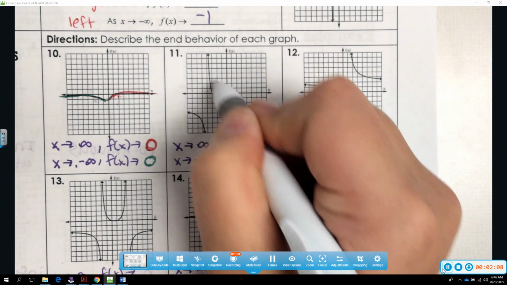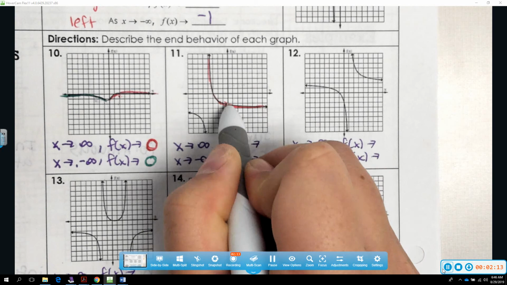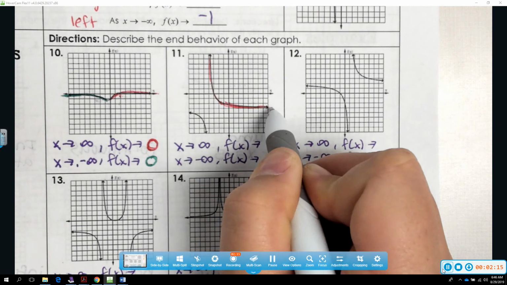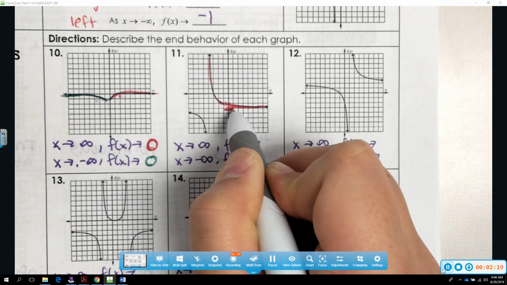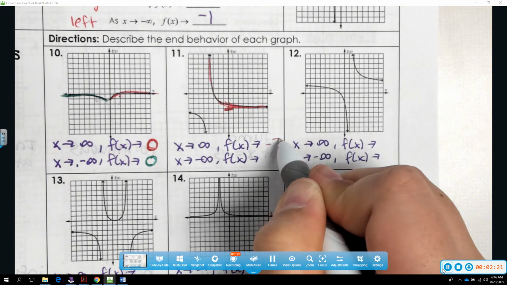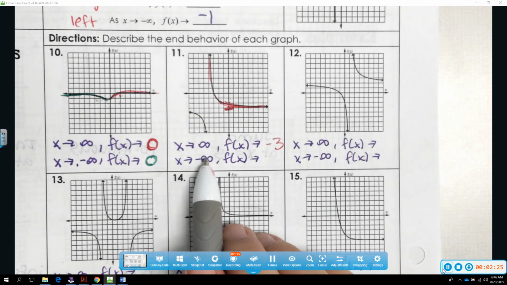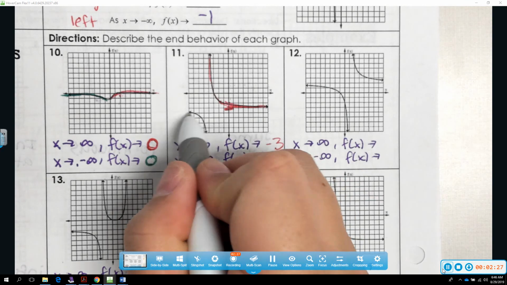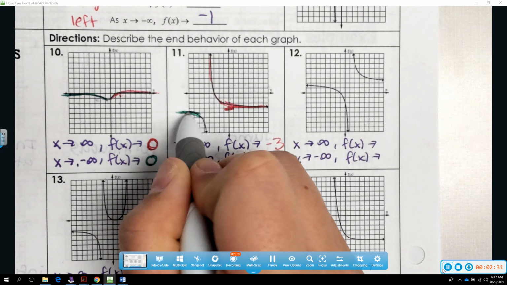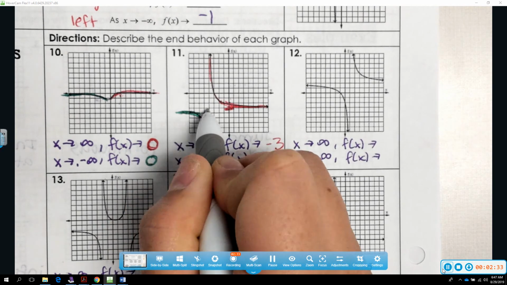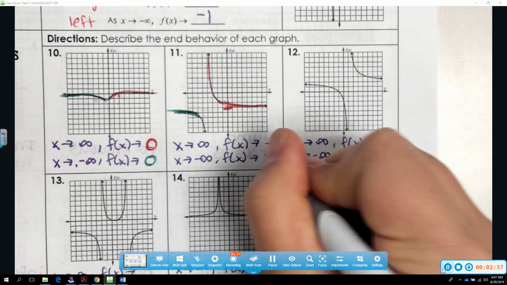As we go to the right, what does it approach? It's not going up or down. What is it getting really, really close to? This number right here, -1, -2, -3. All right? As x goes left, it's not going up or down. It's getting really, really close to that same exact number. It's going to keep going like this. So that is also -3.